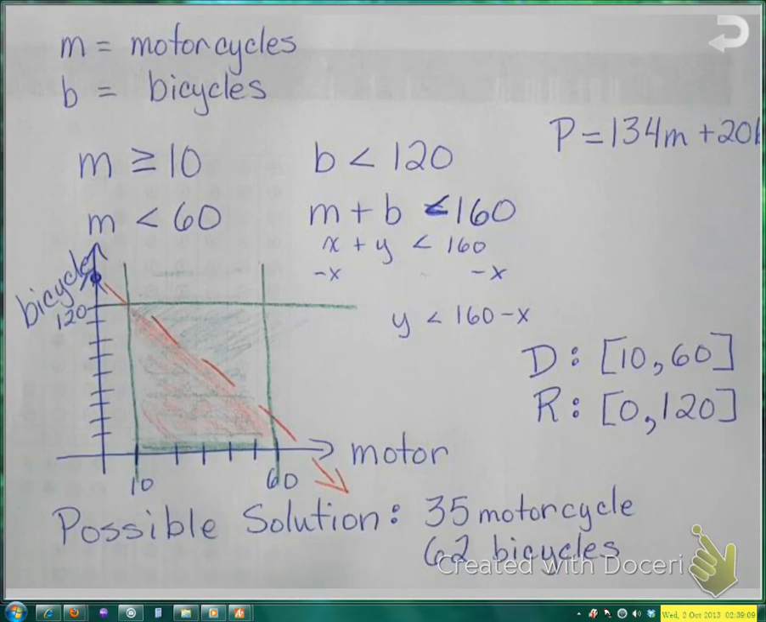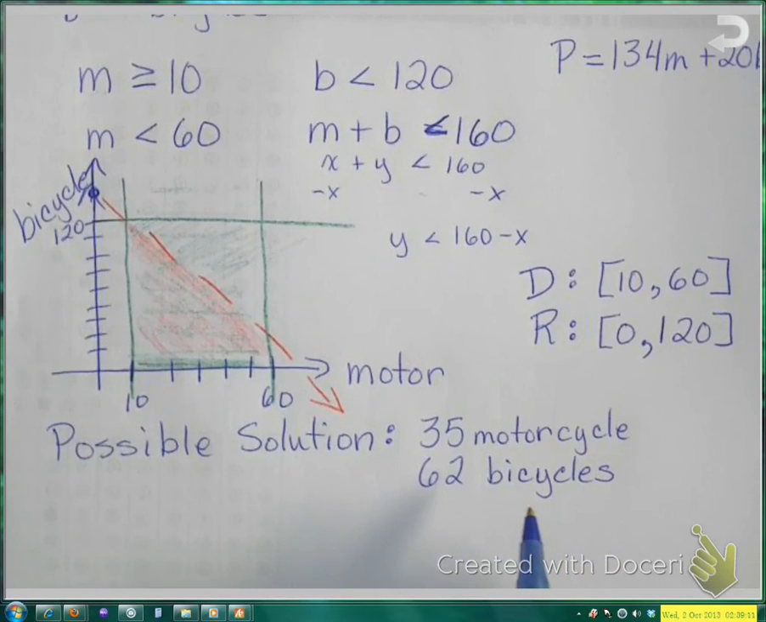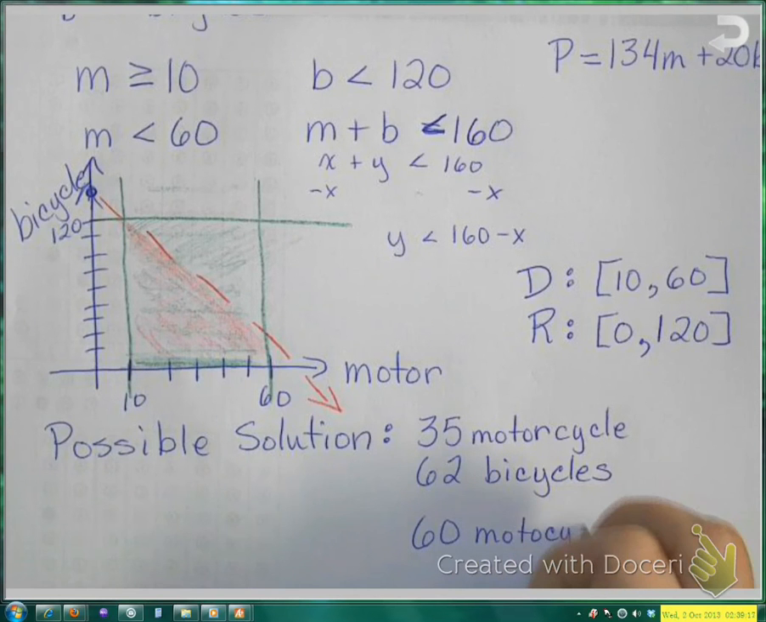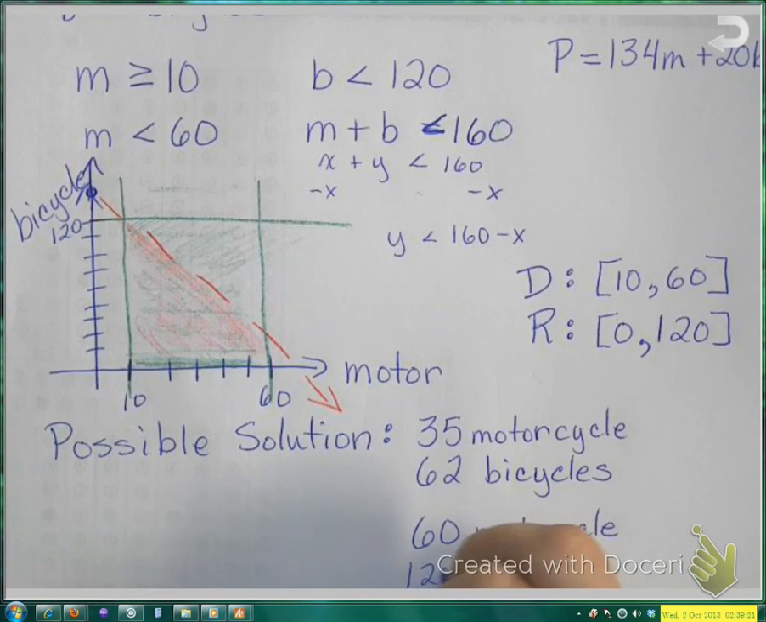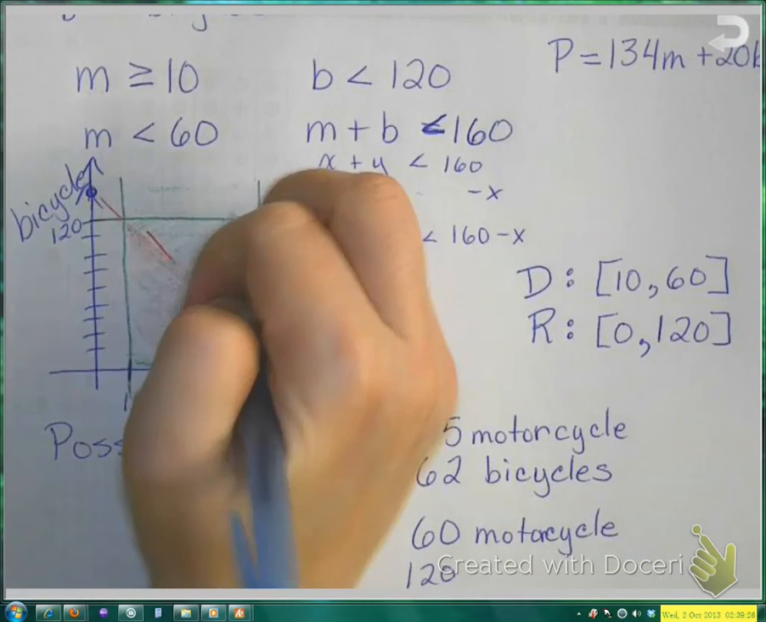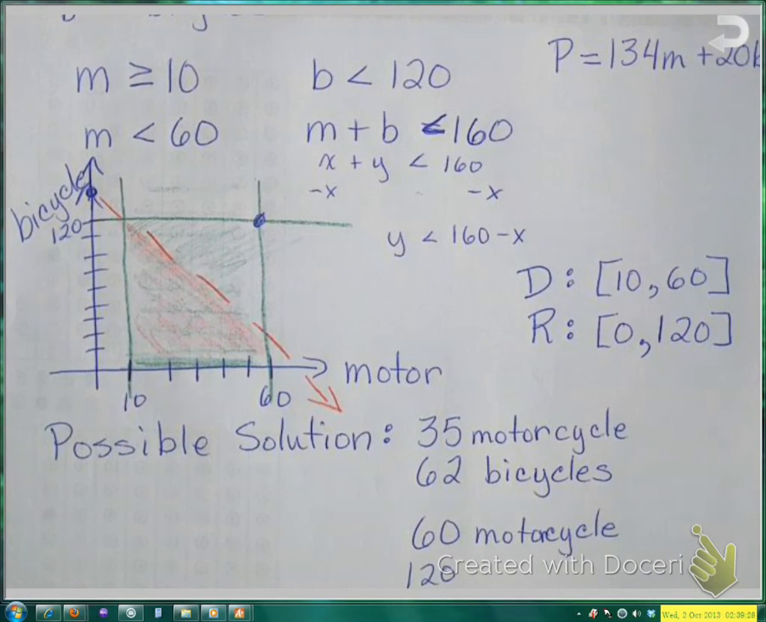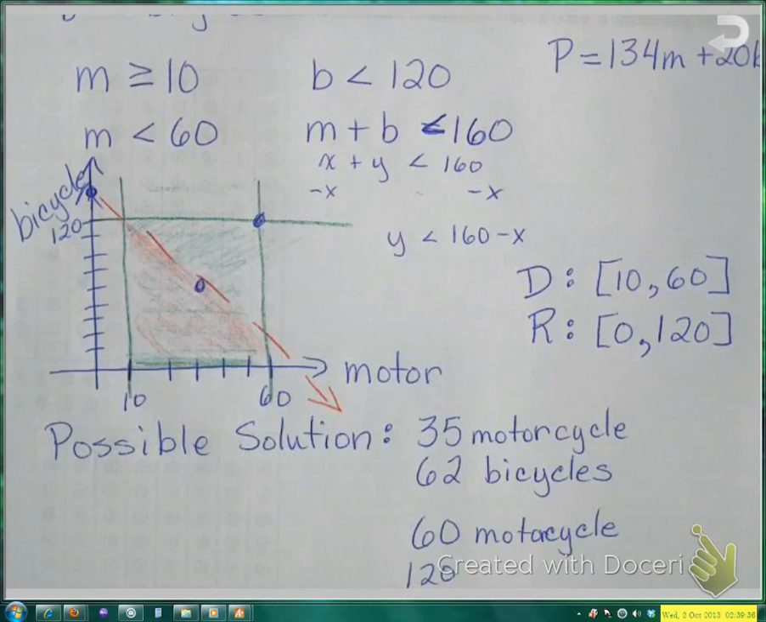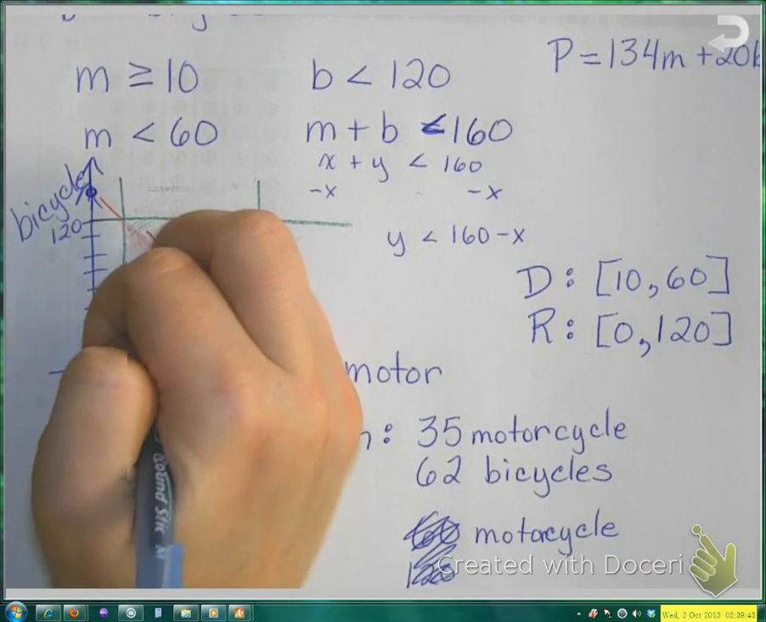Okay? You could have picked the highest because, of course, you want to make the most money. So you could have produced 60 motorcycles, right? And 120 bicycles. Well, here's the problem. Is that inside the shaded region? That dot's out here. Is that inside the main shaded region? No, it's not. But if I go to 35, 62, that's right about there. It's in the middle. So we need to pick some smaller number than that. Okay? Well, you say we could go right in here somewhere.